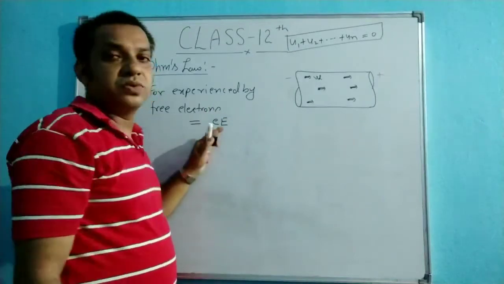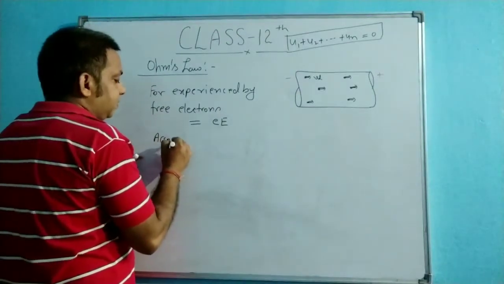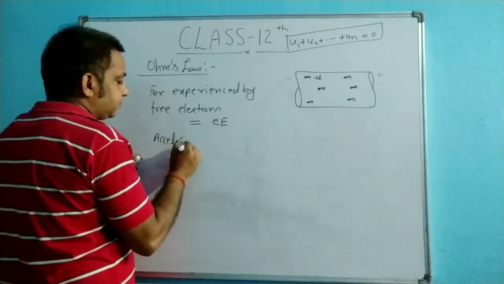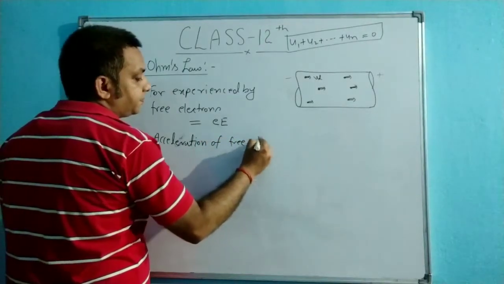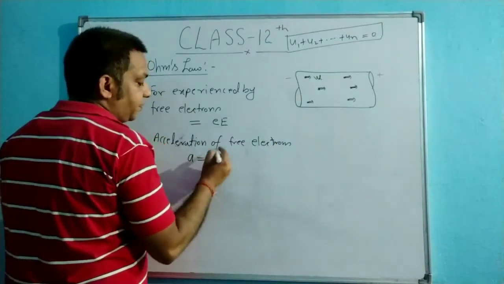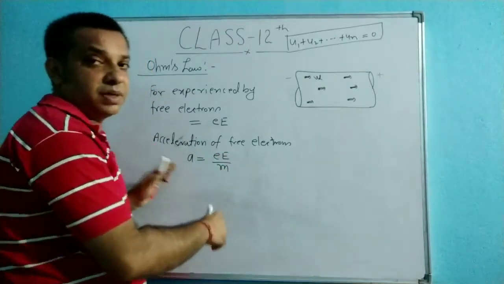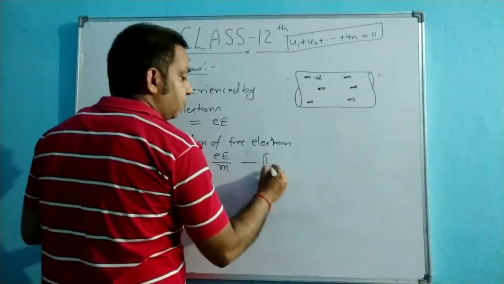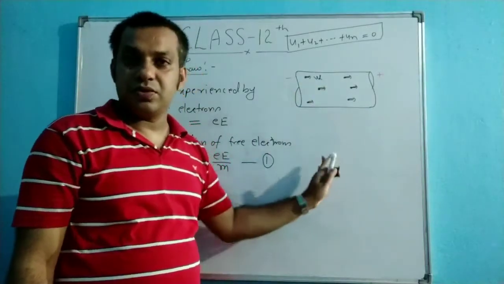Because of that force, what is the acceleration produced? The acceleration of free electrons is a equal to eE upon m, where m is the mass of the electron. I am assuming this is equation number 1. This is the acceleration experienced by all the free electrons.